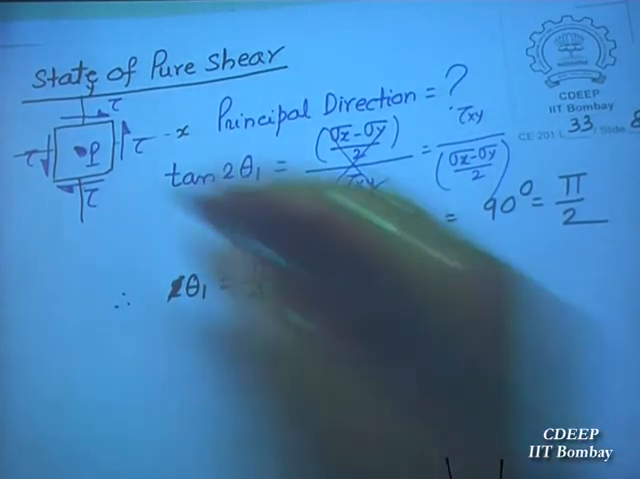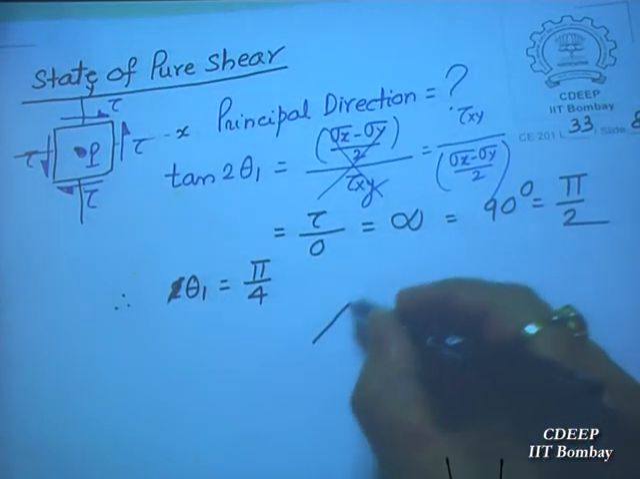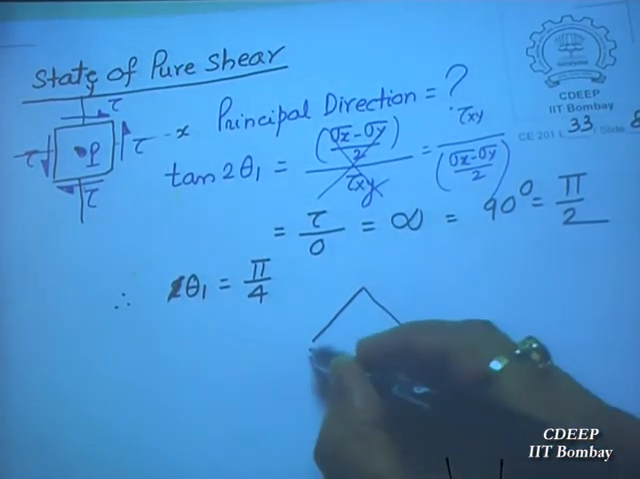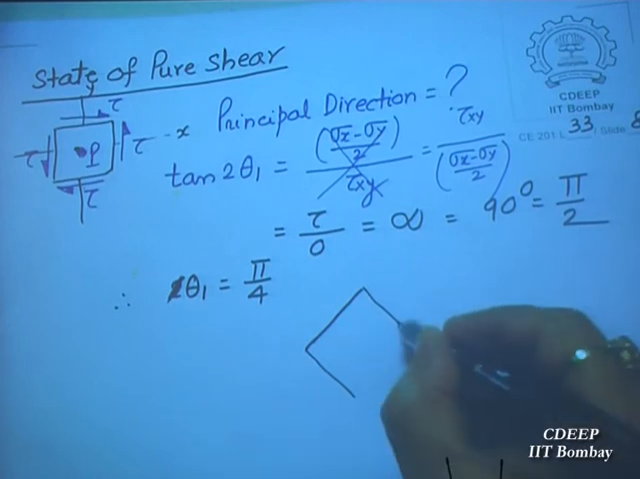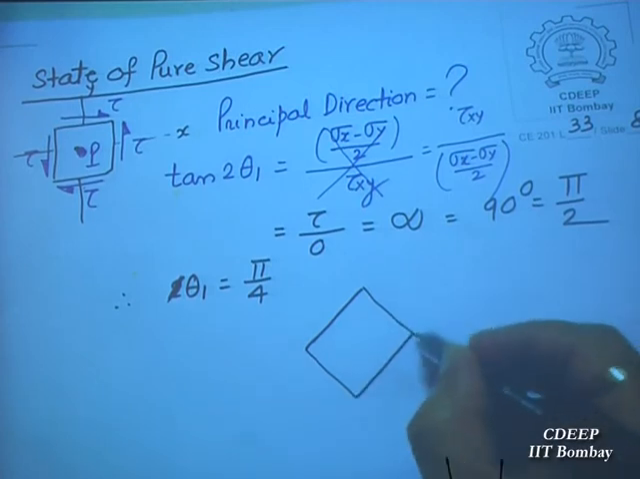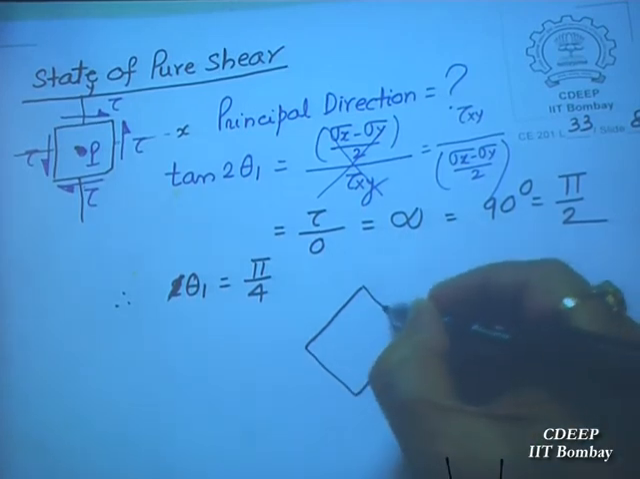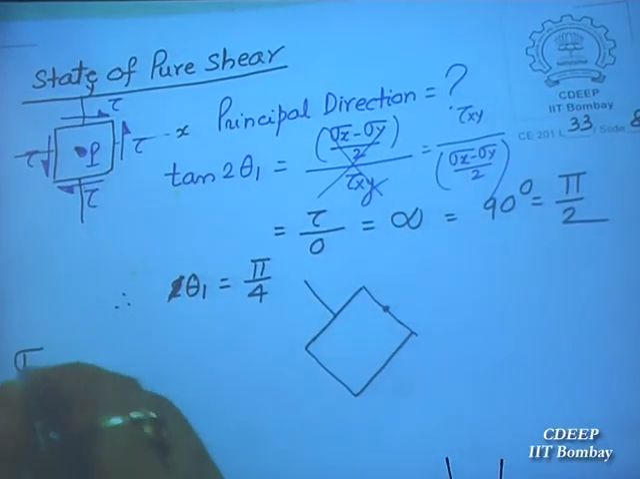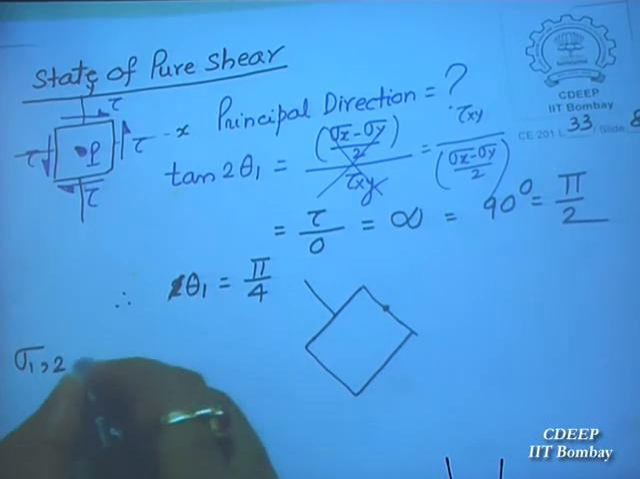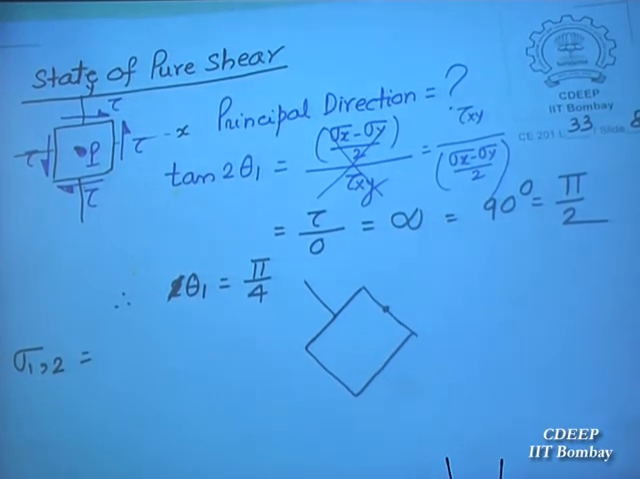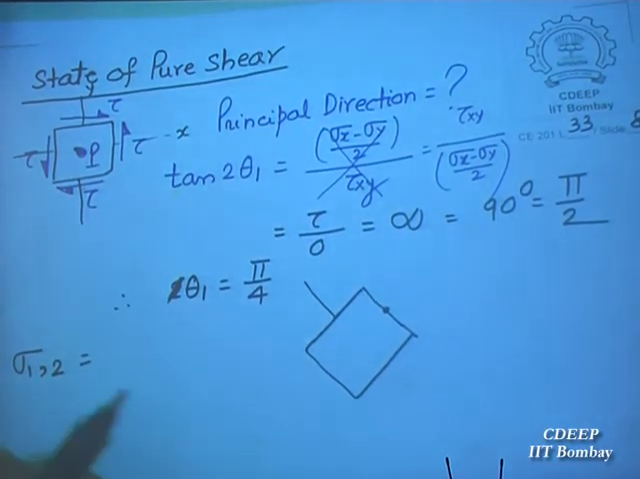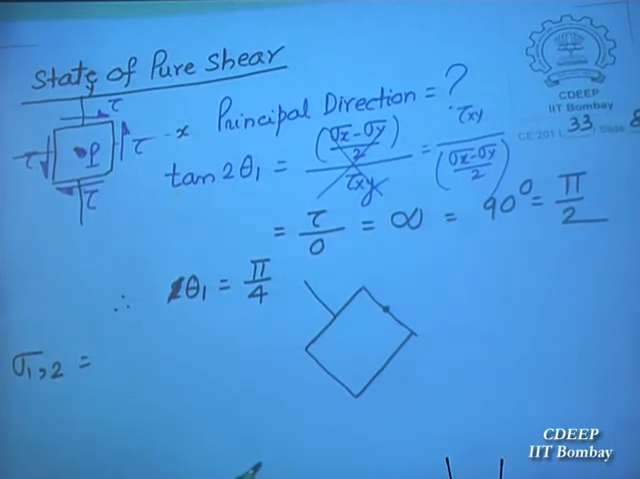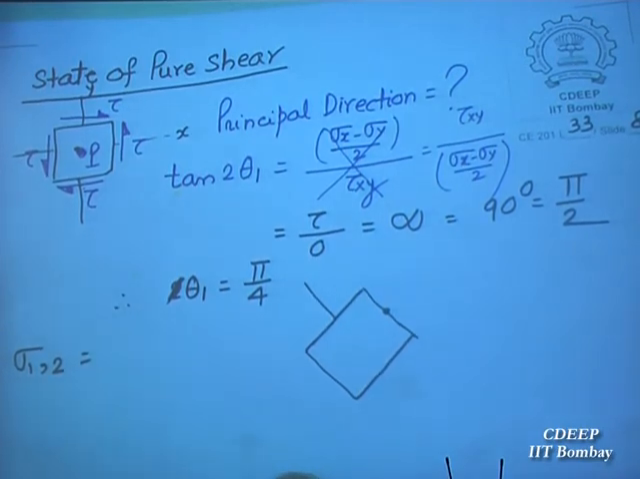So that means if you turn this element in this direction, what are the values of sigma 1 and sigma 2? क्योंकि सब कुछ तो 0 है उसमें. First term is 0. What is sigma 1, sigma 2?